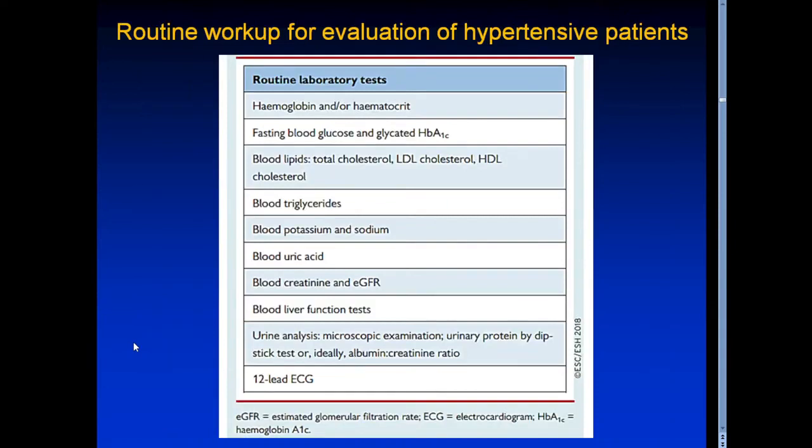What routine laboratory tests should you do? Hemoglobin or hematocrit, fasting blood glucose and glycated hemoglobin. Blood lipids: total cholesterol, low density lipoprotein cholesterol, and high density lipoprotein cholesterol, blood triglycerides, blood potassium and sodium, uric acid, blood creatinine and glomerular filtration rate, blood liver functional tests, urine analysis, microscopic examination, urinary protein by dipstick test, or ideally albumin creatinine ratio, and 12-lead ECG.